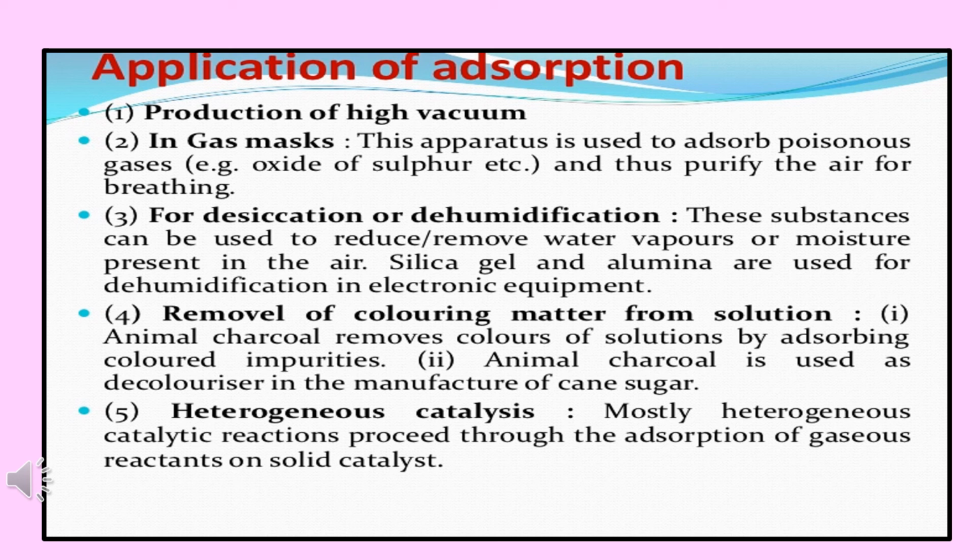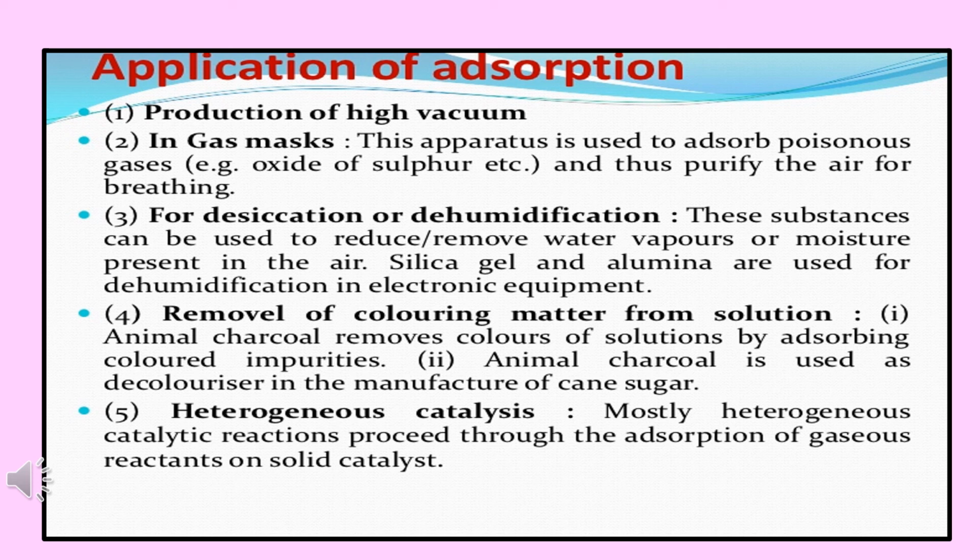And the third important application of adsorption is for desiccation or dehumidification. These substances can be used to reduce or to remove water vapors or moisture present in the air. Already we have learnt that silica gel and alumina are used for adsorbing water vapor. That is nothing but dehumidification in electronic equipment.